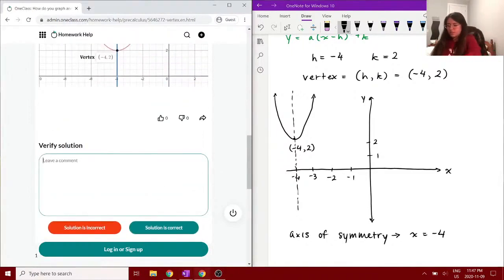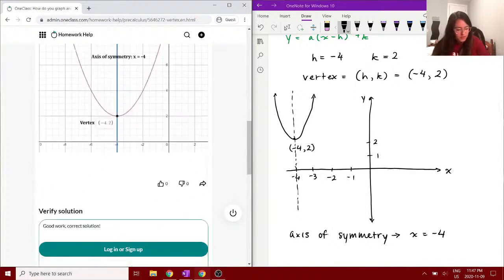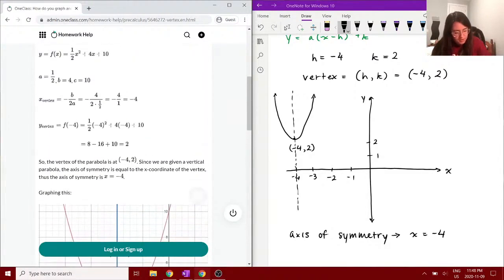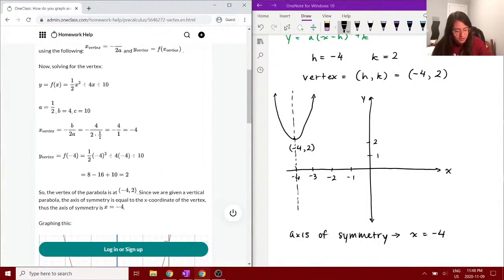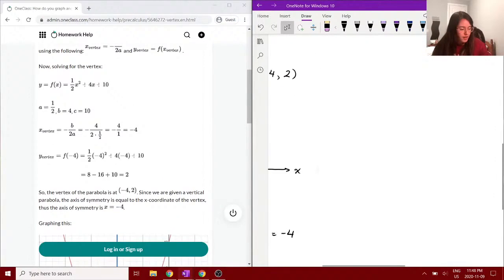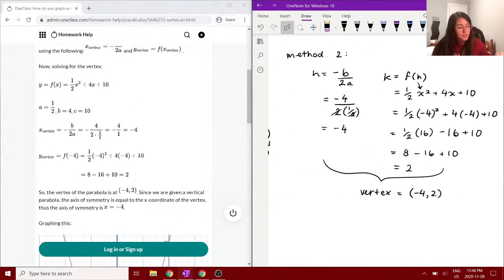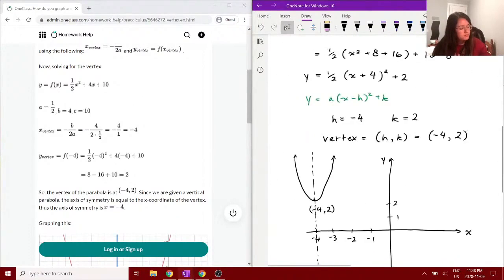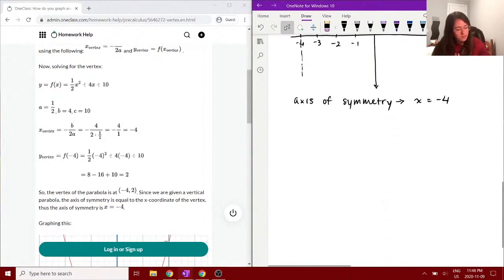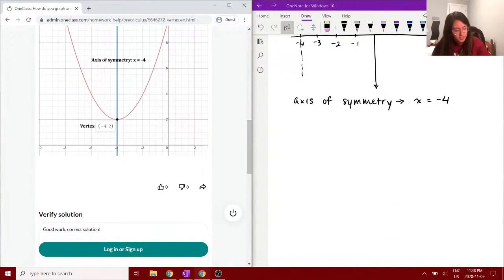And it looks good. Because as we saw here in the solution, they also get minus 4, 2 using the second method that we used, so using the equation for h and k. All right, we can move on to the next question.